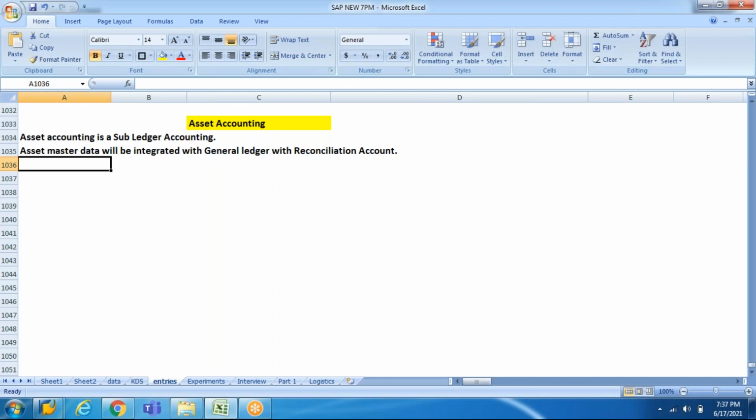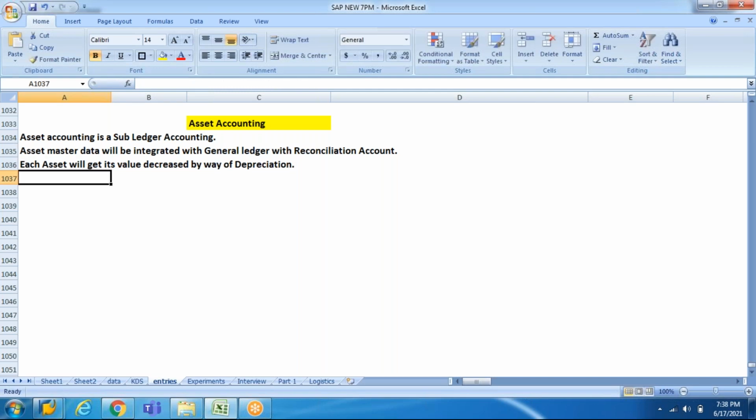Now, each asset will get its value decreased by way of depreciation. Okay. For every asset, we will calculate a depreciation, and this depreciation will reduce the value of the asset.